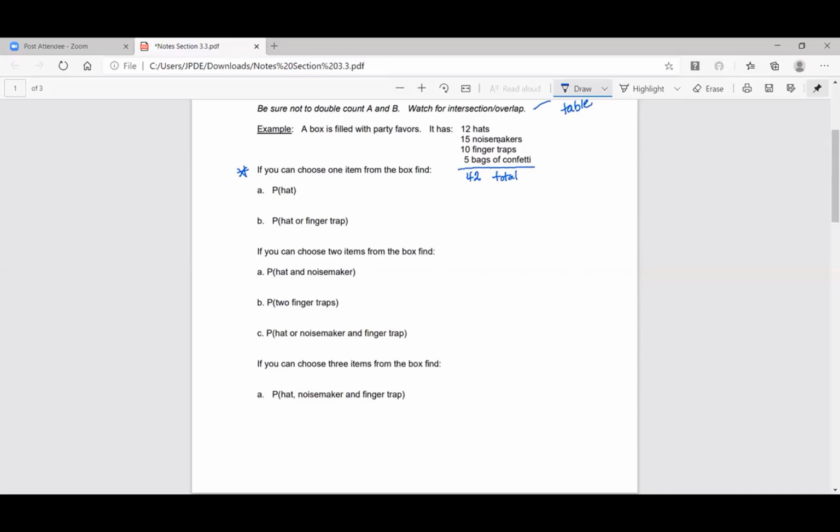So you're at this party and they say, okay, go pick something out of the box, and you can't see what's in there. So you reach in there and we want to know what's the chance that you get a hat. So a hat, there are 12 hats out of 42, and then we would simplify this if we wanted it as a fraction. I'm okay with you just getting it as a decimal. So we have 12 out of 42, which is 0.286.